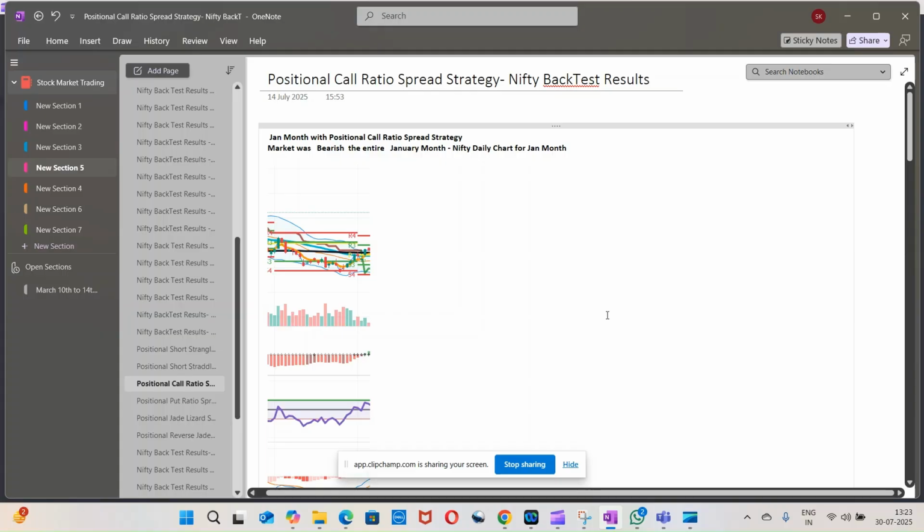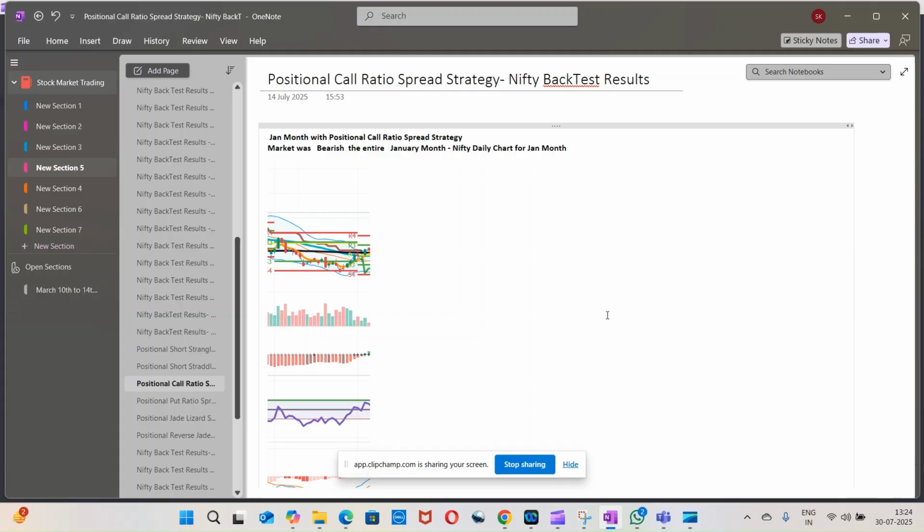Let's go through the positional call ratio spread strategy, part of our Nifty backtesting results series. We covered the positional short strangle and straddle. Now we will cover the positional call ratio spread strategy. After this, we'll cover the positional put ratio spread strategy, and the positional jade lizard and the reverse jade lizard strategies.